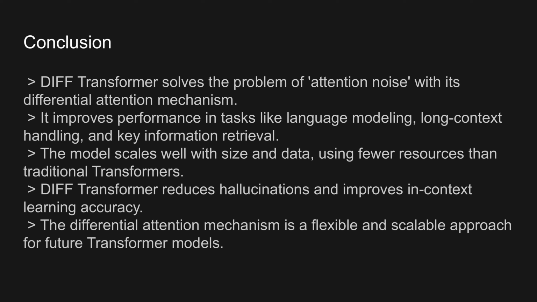Exactly. The model showed superior performance in several key areas like language modeling, long context handling, and key information retrieval. It also demonstrated notable improvements in context learning and reducing hallucinations, especially in tasks like summarization and question answering. These advancements make the Diff Transformer a strong candidate for large-scale language models moving forward. It seems like this could have a big impact on future models, especially since it performs well while using fewer resources and reducing errors like hallucinations. Yes, that's a crucial part.